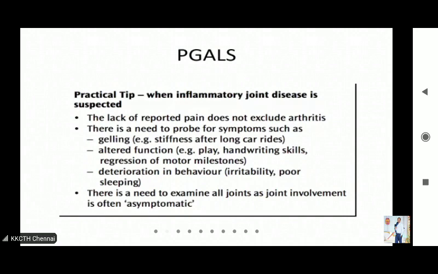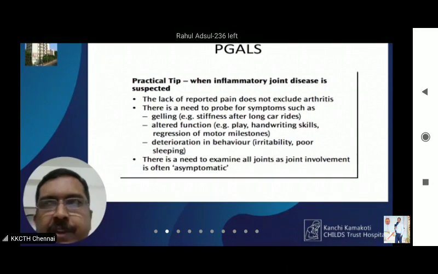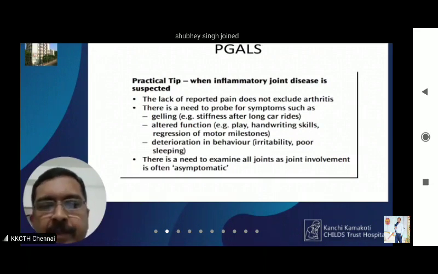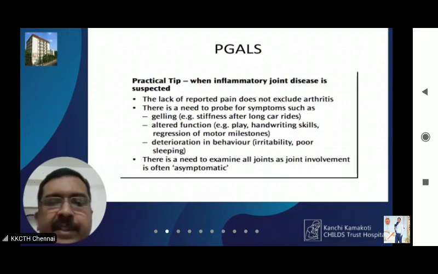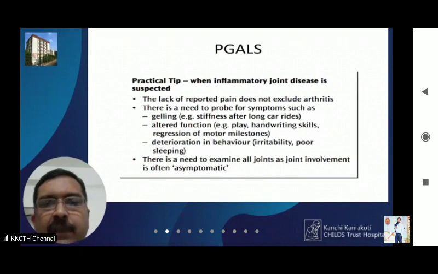And we need to clearly probe for symptoms such as gelling. For example, after taking a child for a long ride in a car, the child might have some stiffness or may refuse to walk, and that signifies joint stiffness. And also ask for recent deterioration in certain functions like handwriting skills, regression of motor milestones, and a child who was previously playing well, for example, a really athletic child now refusing to play, particularly in the mornings. So he appears like a lazy child who doesn't want to get out of bed, but that's because of the early morning stiffness. And any recent deterioration in behavior, irritability or poor sleeping, all this points to an inflammatory joint disease.